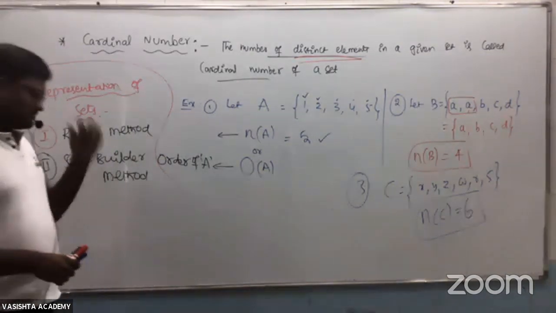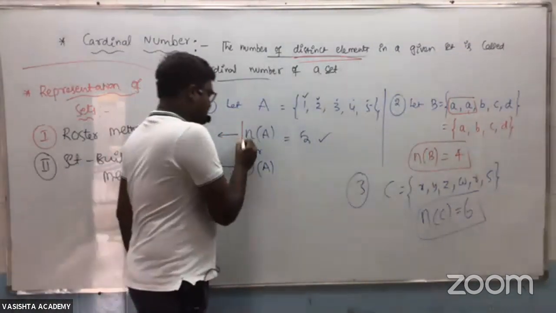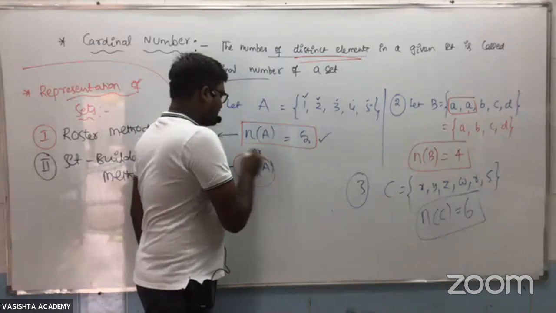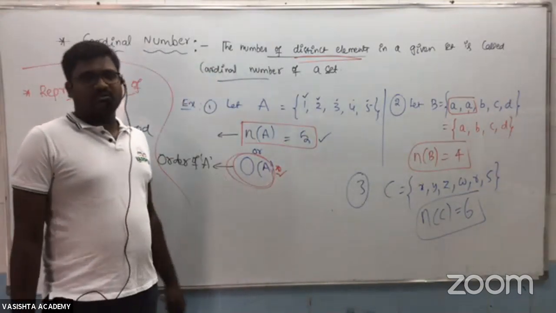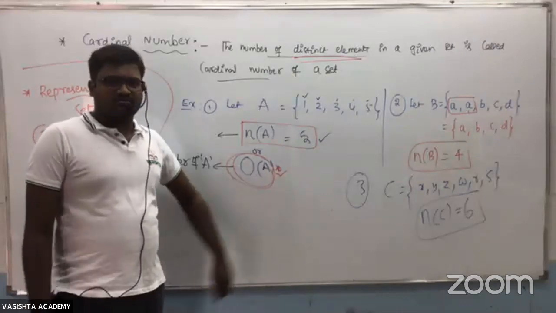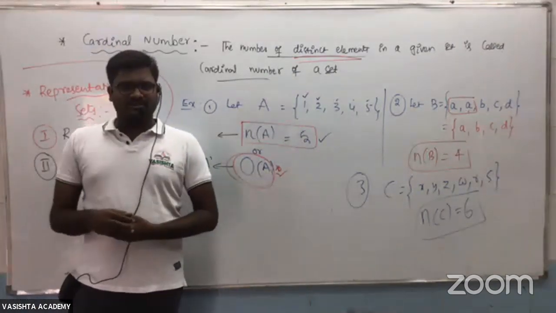Yes, both are same. Usually we follow this notation only. Please remember this notation. Very rarely we are going to use this notation. Okay, both are same. Number of elements of A or order of A. Okay, if you have any doubts again, tomorrow I'm going to revise it.